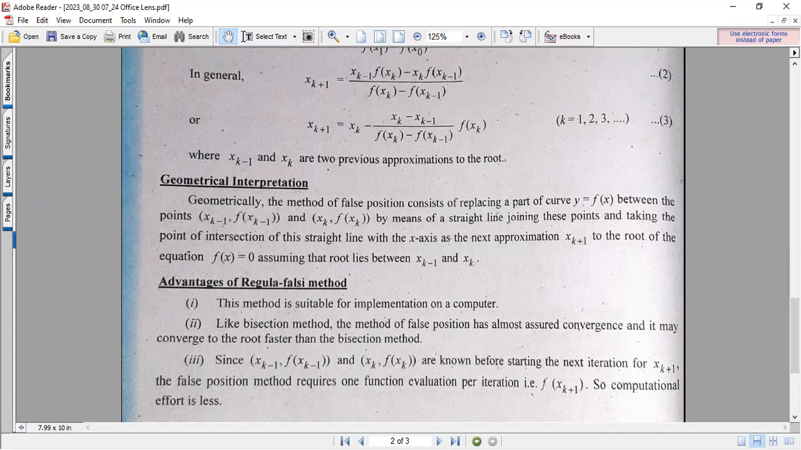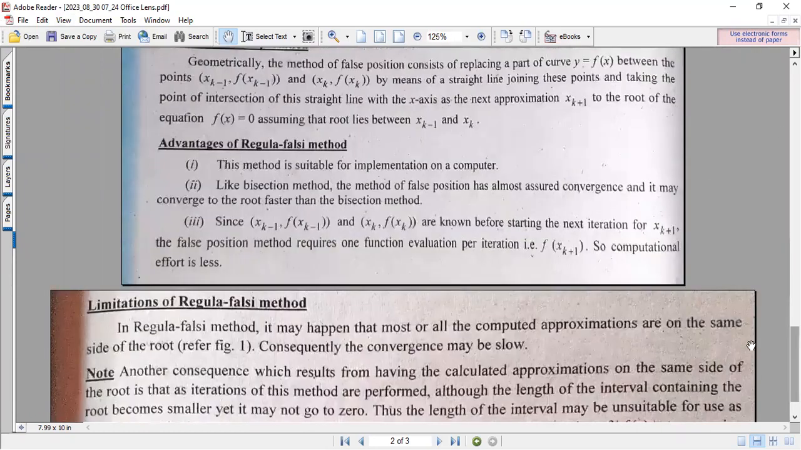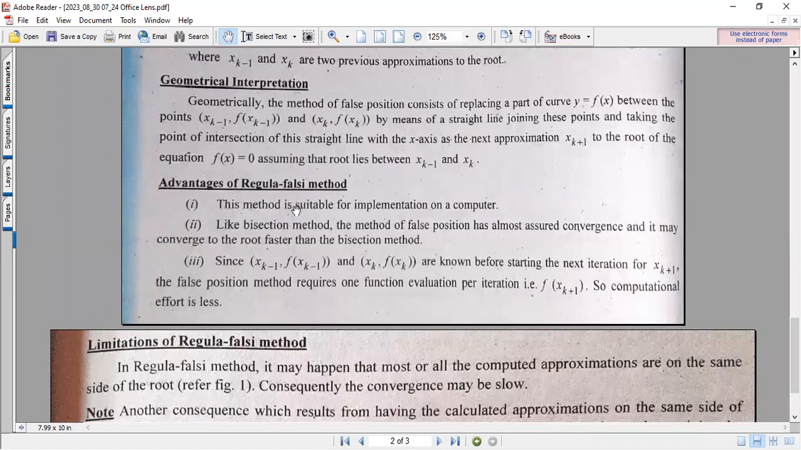Now the advantages of the regula falsi method. It is suitable for implementation on a computer. Like the bisection method, the method of false position has almost assured convergence, and it may converge to the root faster than the bisection method. Since x k minus 1, f of x k minus 1 and x k, f of x k are known before starting the next iteration, the false position method requires one function evaluation per iteration, that is f of x k plus 1, so the computational effort is less.